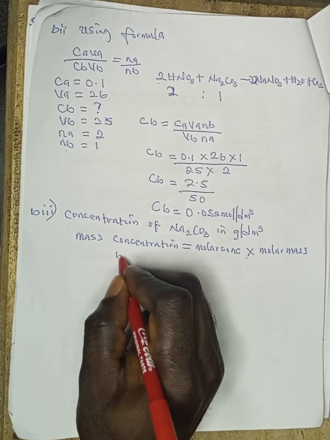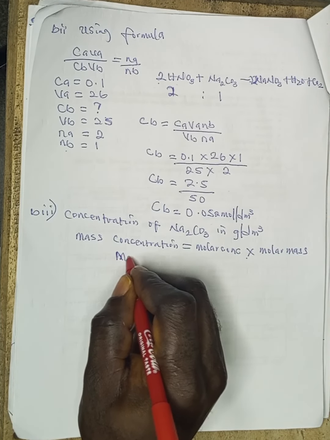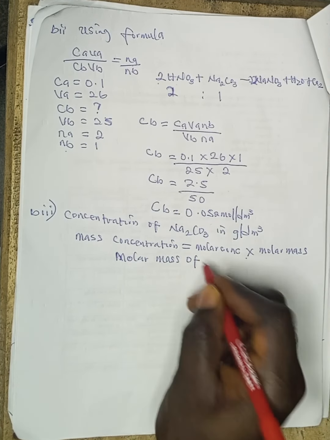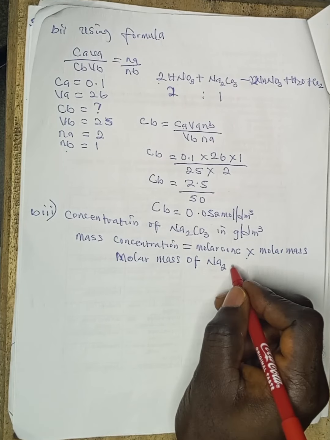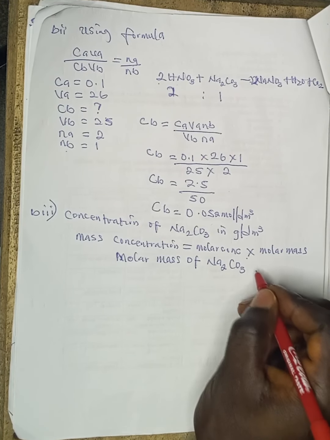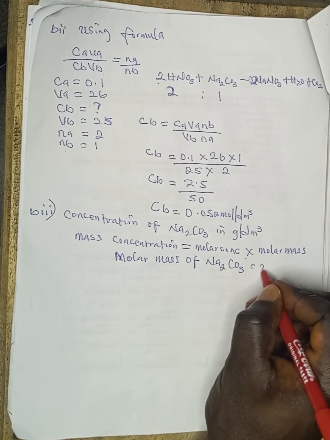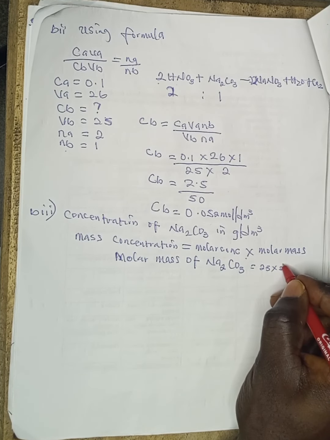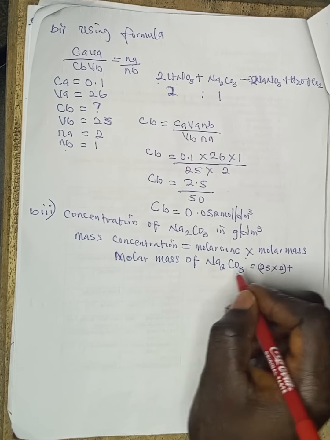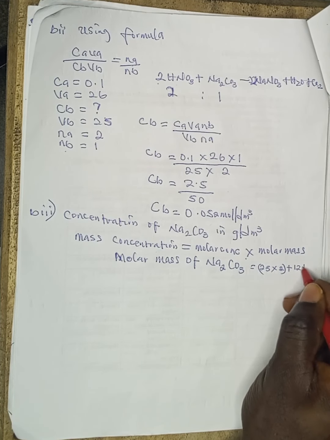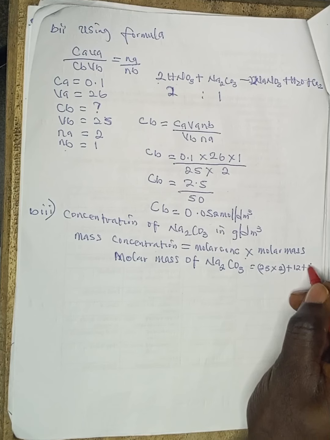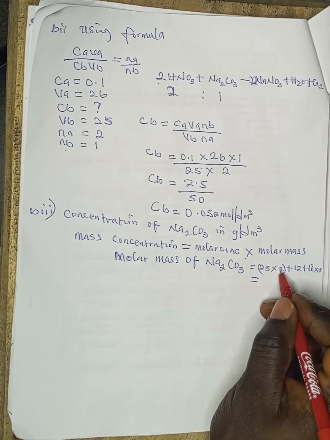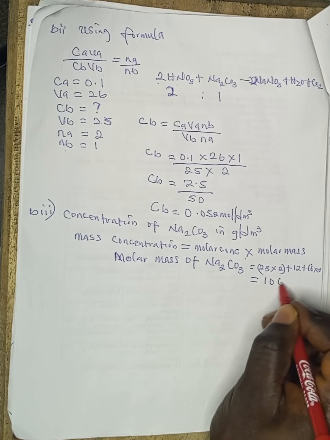But you know that molar mass of Na2CO3 is equals to what? N here is 23 times 2 atoms, 2, plus carbon here is 12, plus oxygen here is 16 times 3. So at the end of it you multiply this one and have 106.